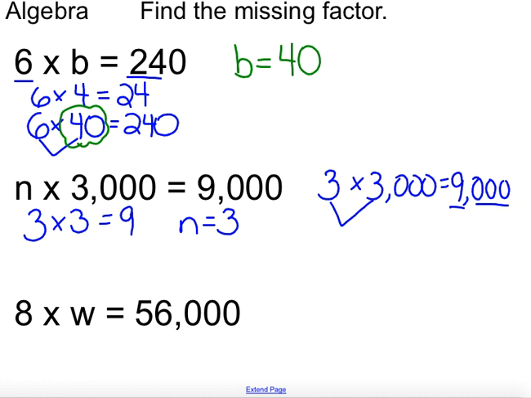Now on the last one, I'm working with 8 times w equals 56. Well, again, the basic fact would be 8 times what number will give me 56, because that's a great way to start. And I know 8 times 7 equals 56.